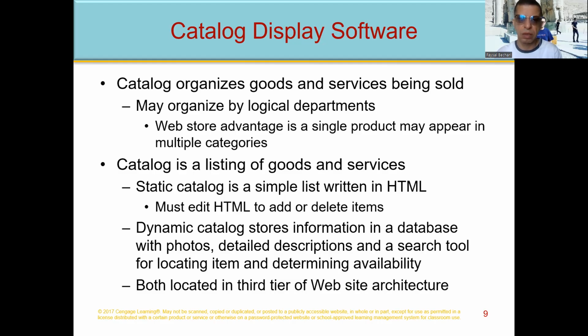A catalog is a listing of goods and services. A static catalog is a simple list written in HTML, and you must edit the HTML to add or delete items. Then you have what you call a dynamic catalog, which stores information in a database with photos, detailed descriptions, and a search tool to locate an item and determine availability. That's what we call a native application, or it could be both, located in the third tier of the website architecture.